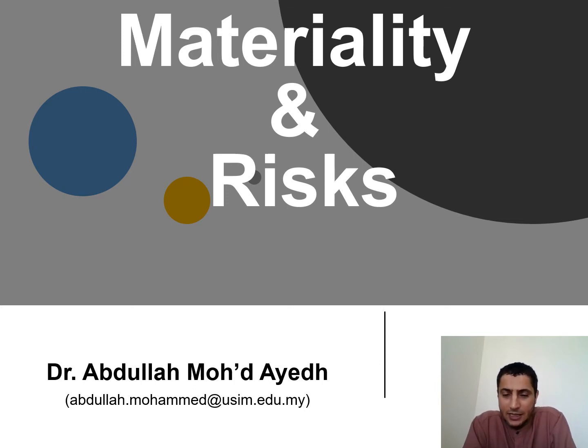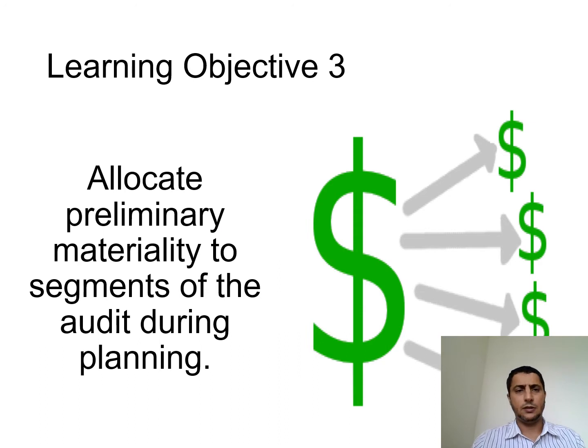In this part, the second part of this topic, materiality and risk, we will discuss the second step of applying materiality in the audit process onwards. So we will discuss it in detail. So in this part, we will discuss and cover learning objective 3 related to the second step about the allocation of preliminary materiality to the segment of audit during the planning.